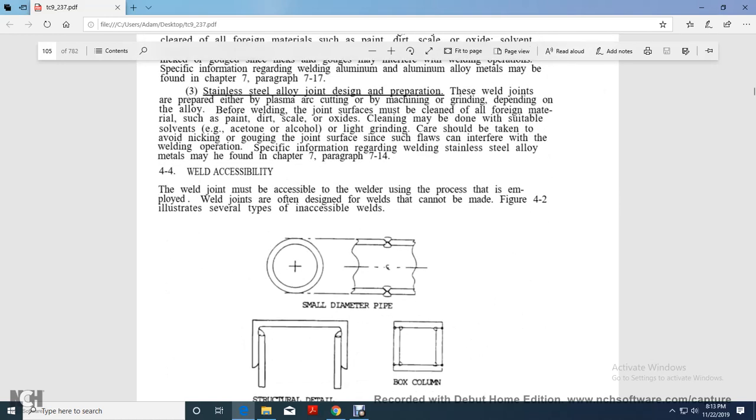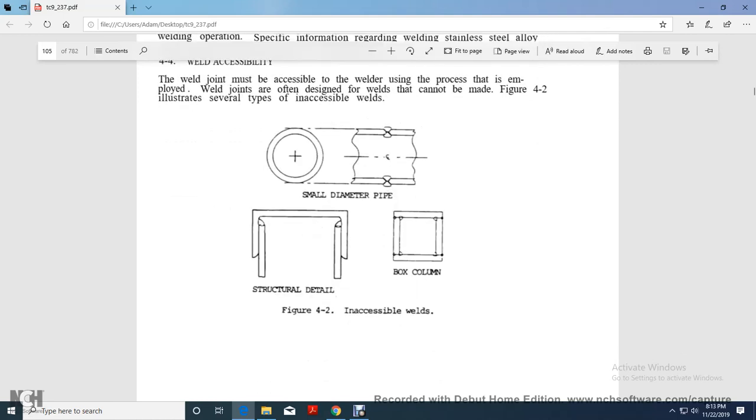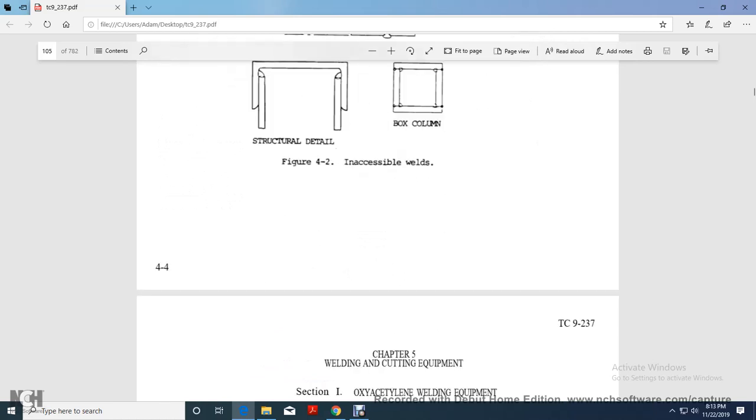All right, 4-4, weld accessibility. Welding joints must be accessible to the welder using the process and equipment employed, so that design errors cannot be made. Figure 4-2 illustrates several types of inaccessible welds: small diameter pipe, structure, and detailed box column.